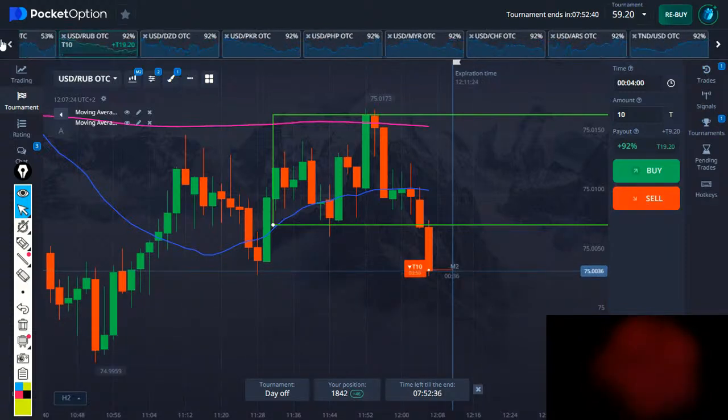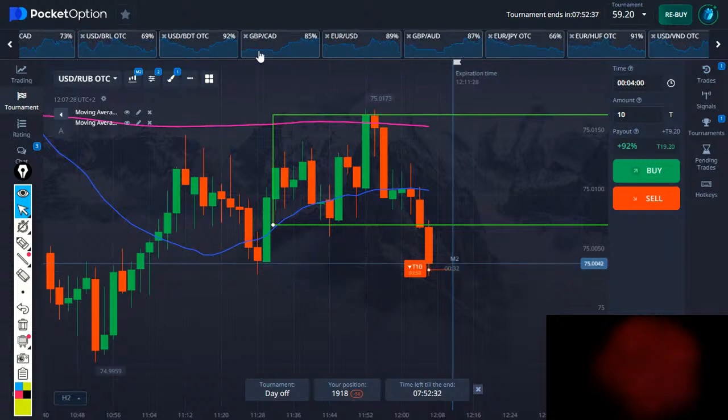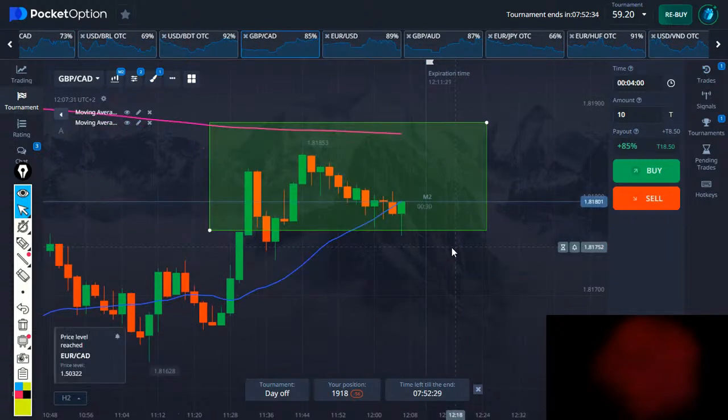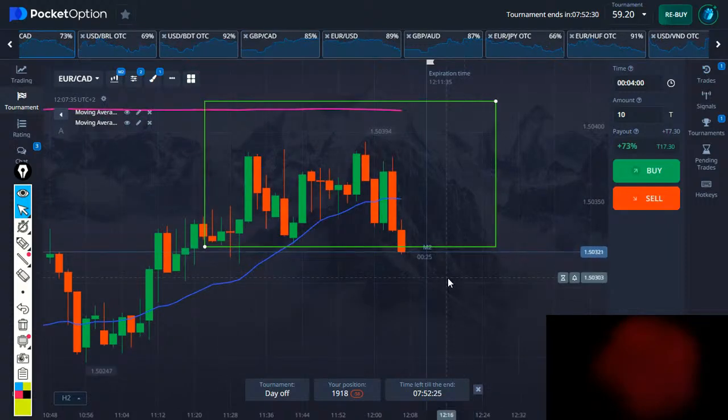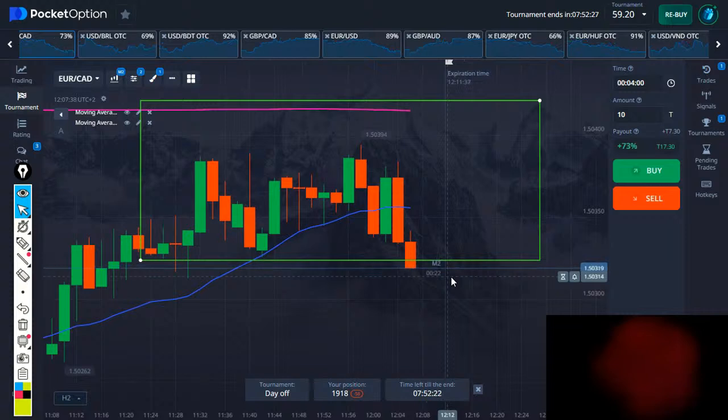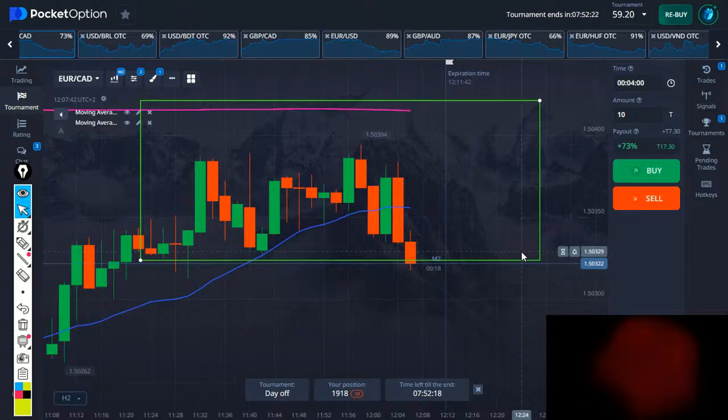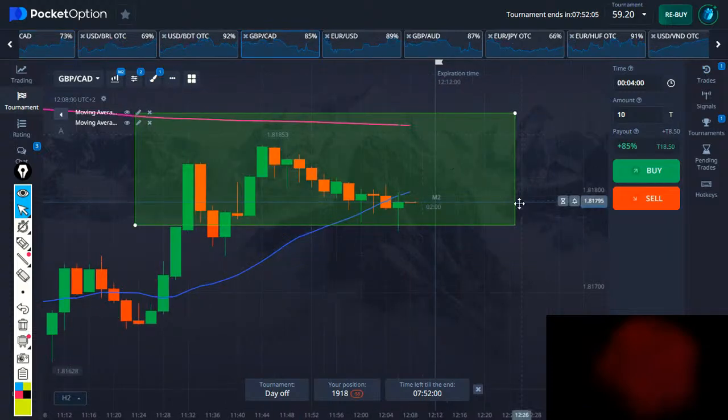I saw an alarm on the GBP CAD pair. Let me see what's going on here. EURCAD, we have an alarm as well. Beautiful. Let me see. Hold on. I need a strong close. We don't have a strong close. I'll set another alarm here. And one here as well.